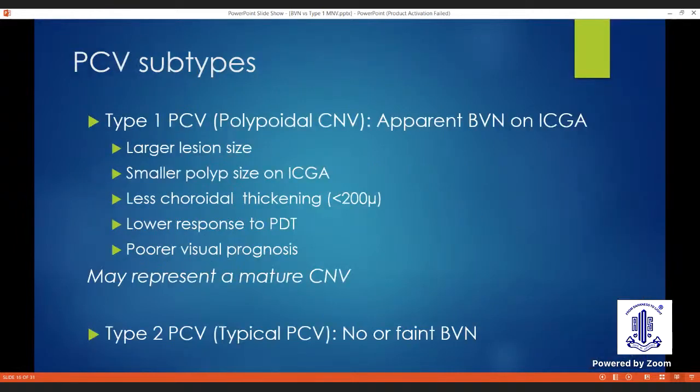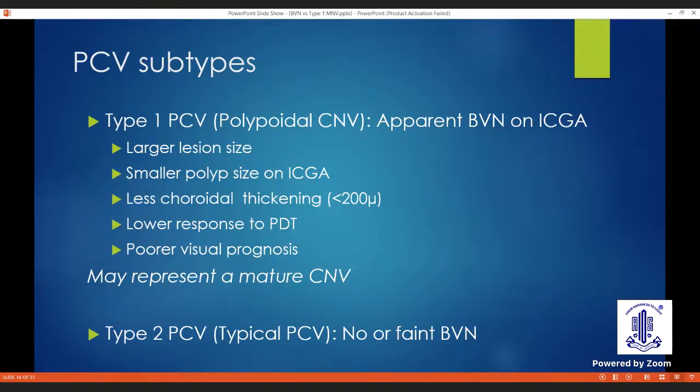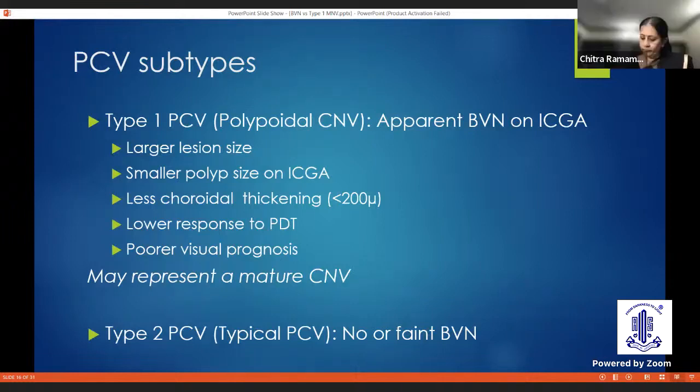So PCV is not just one type. There are now subtypes recognized: type 1 PCV and type 2. Type 2 is what is typically described as typical PCV, which has no or faint BVN, but predominant polyps. Type 1 PCV has apparent BVN on ICG and is similar to AMD in certain parameters. It has a larger lesion size, smaller polyps, sometimes not clearly seen. Choroidal thickening is lesser, with no pachychoroid specifically associated with it. And the response to PDT and the prognosis is similar to AMD.